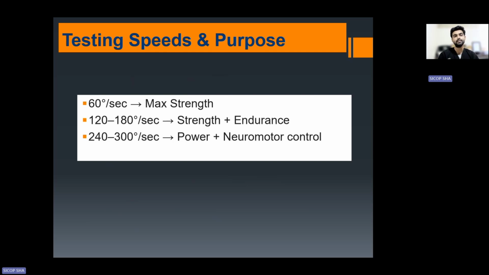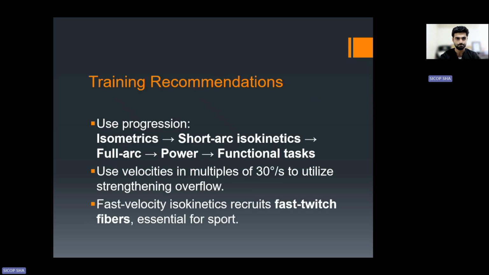These high-speed training or testing sessions are usually done in the sports population because they require fast activities, fast movement, and fast muscle. So in this case, their muscle should contract or activate at this fast speed to match that speed and that resistance. Okay, so these are the different testing speeds and these are the purposes. Now, after testing, what are the training recommendations?